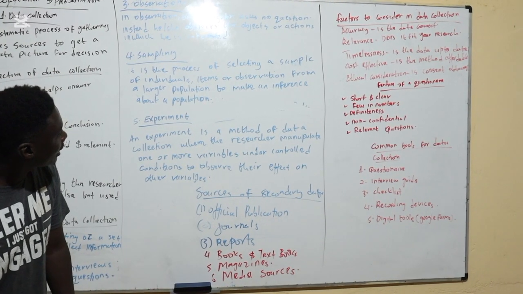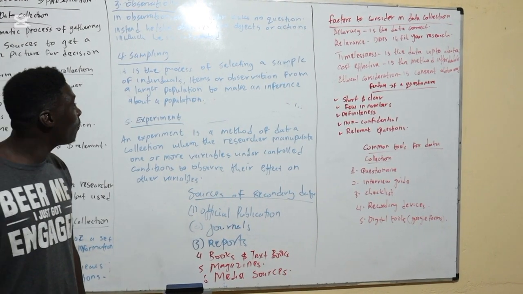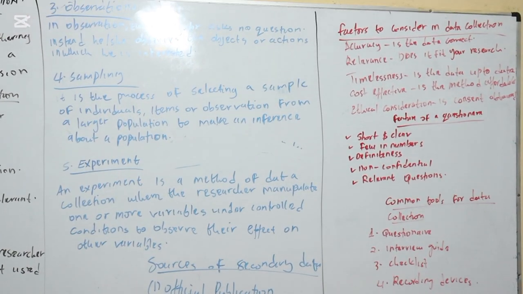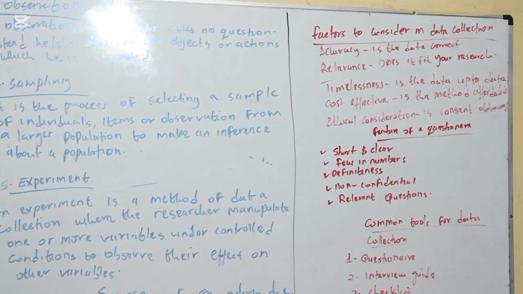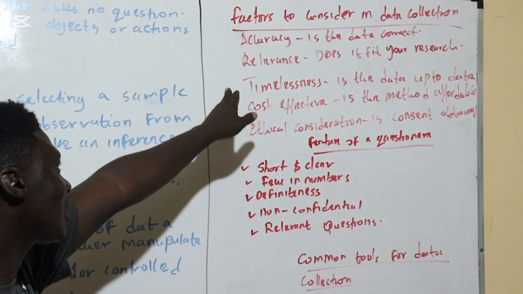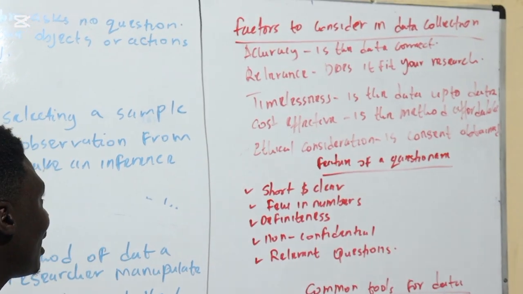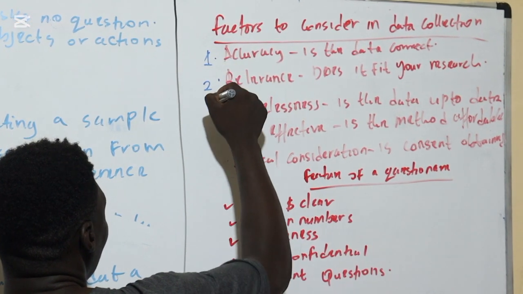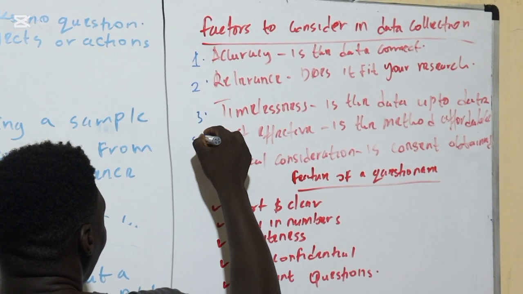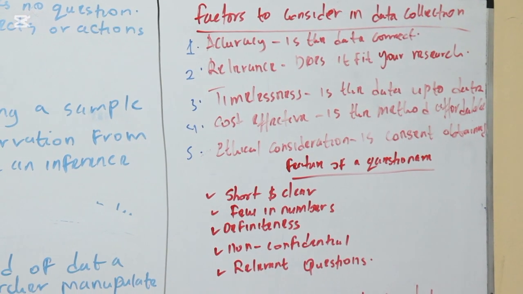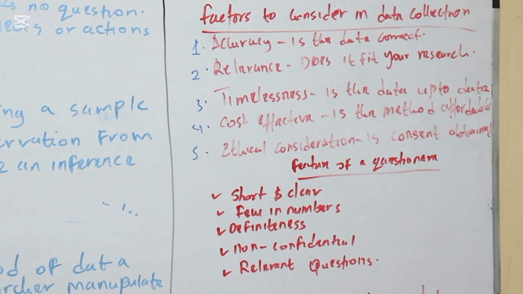And second last, as I almost conclude, I'll talk about factors to consider in data collection. These factors are very, very important. There are 1, 2, 3, 4, and 5. These five factors must be considered while collecting data.